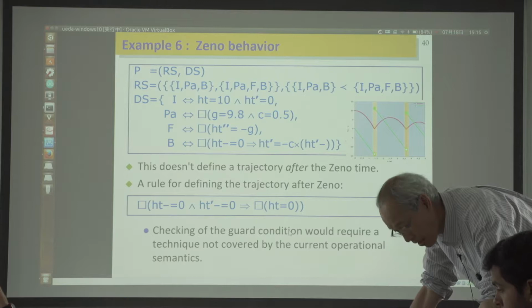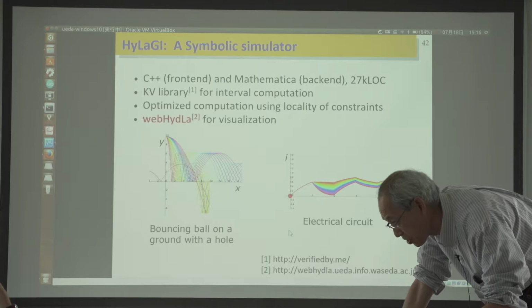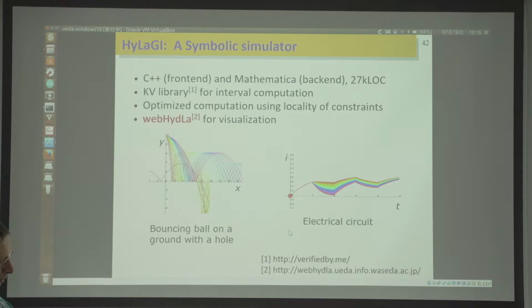Okay. So we have 15 more minutes. So let's quickly review the execution algorithm and our simulator. Our simulator is called Hiragi, after the name of a Japanese tree, and it's written in C++ currently.